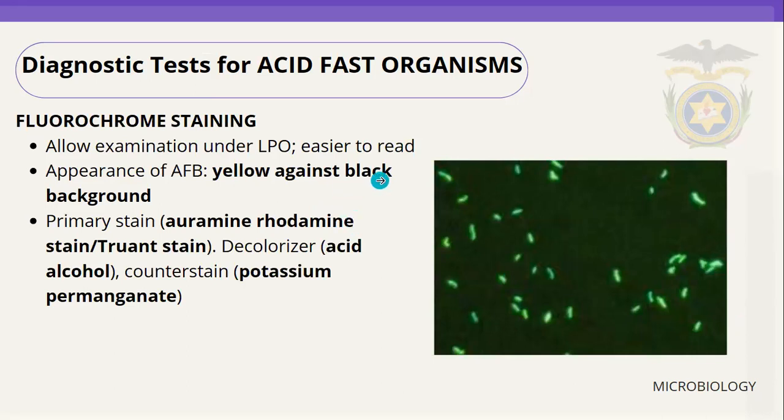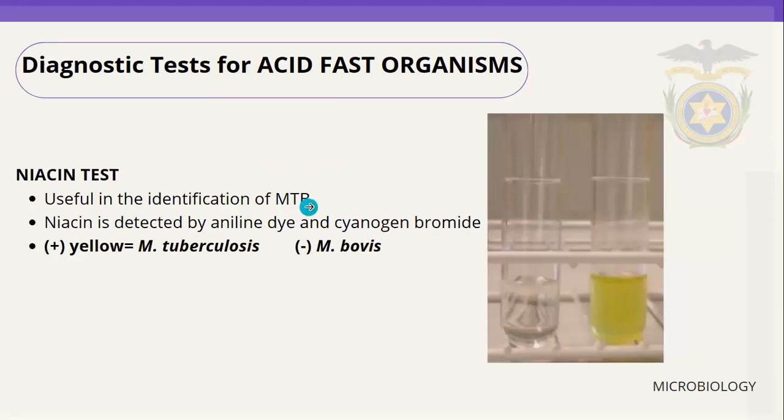Next we have our fluorochrome staining. This staining allows examination under low power objective, and it's easier to read, helping us identify the organism easily. The appearance of AFB under fluorochrome staining is yellow against a black background. The primary stain used here is the auramine-rhodamine stain, or the truant stain. Our decolorizer is still acid alcohol, and for the counterstain, we use potassium permanganate.